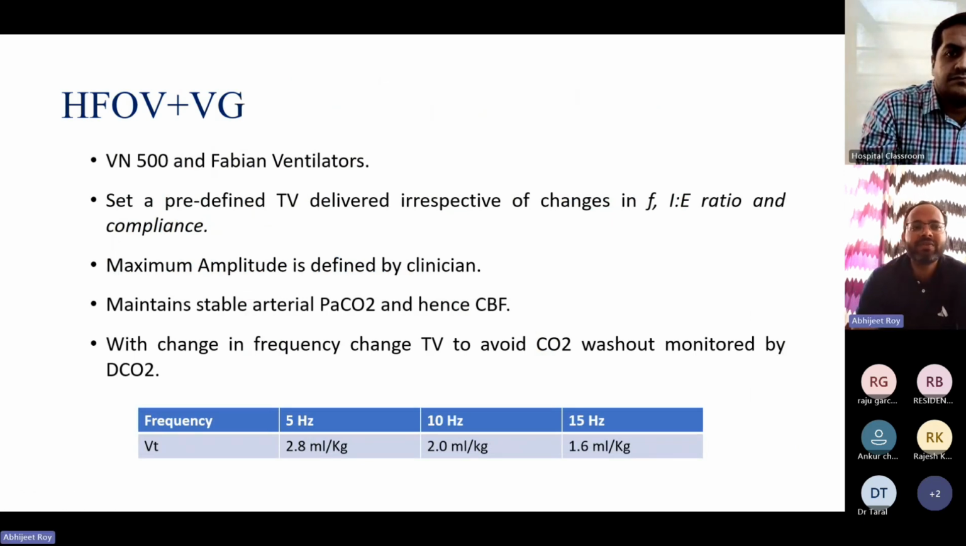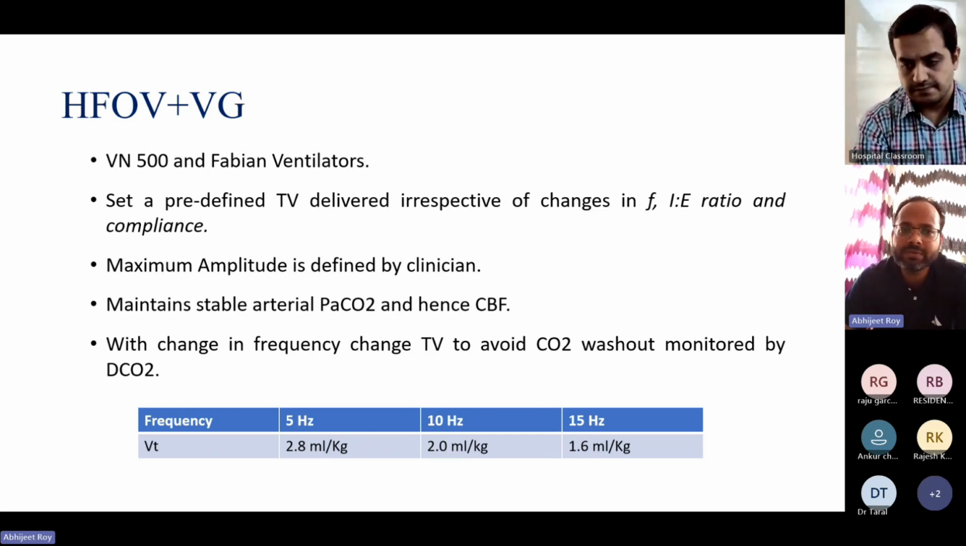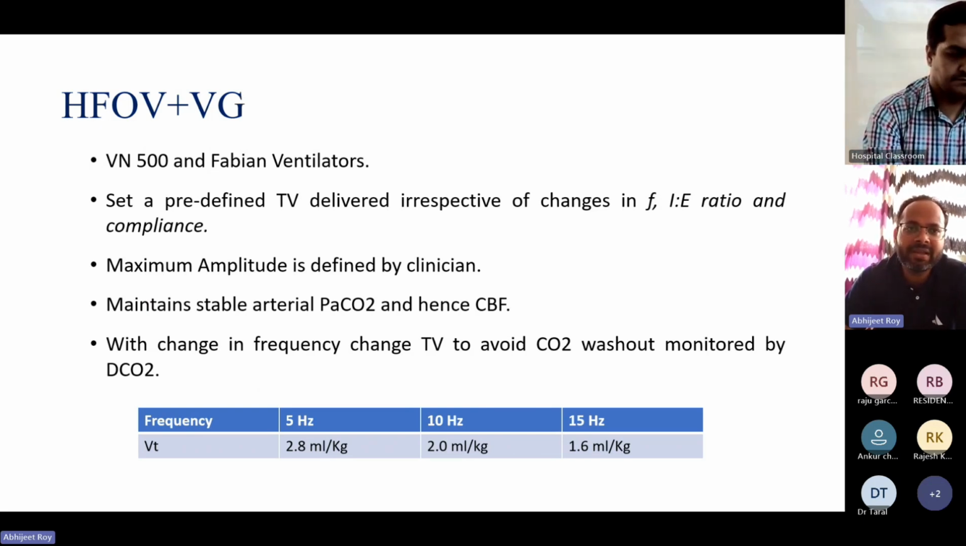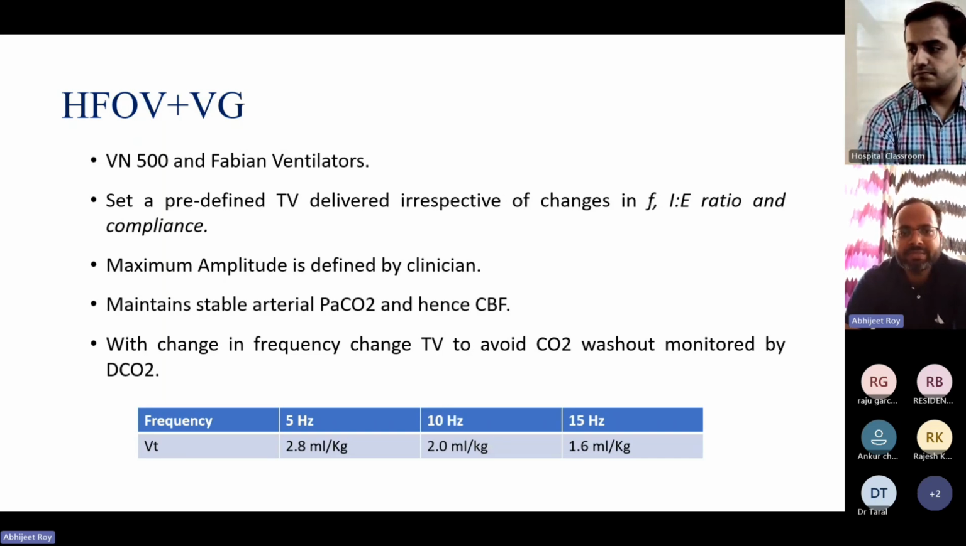So there is a newer concept of high frequency oscillation ventilation with volume guarantee. Nowadays, in many of the ventilators, if we use a flow sensor, then we can provide volume guarantee. Ideally, roughly you can remember 2 ml per kg, this number. So a predefined tidal volume we can give, and it helps in maintaining a stable arterial PaCO2 and hence a stable cerebral blood flow.